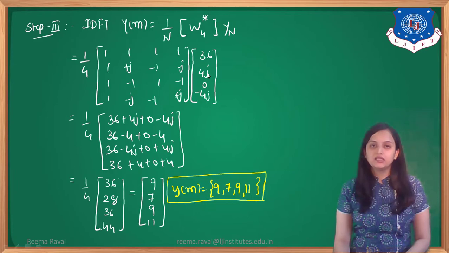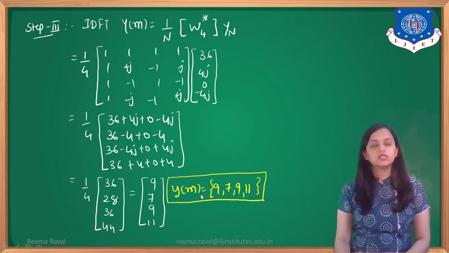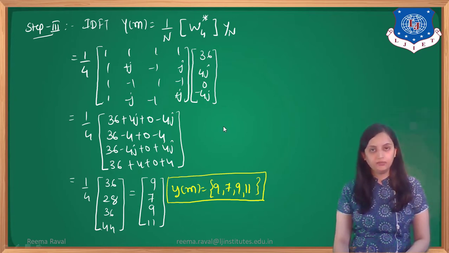If we do the matrix multiplication, we will get the values 36, 28, 36, 44. It is to be divided by 4 for each and every element. So we will get the answer 9, 7, 9, 11. So here the original sequence, y of n, will be equal to 9, 7, 9, 11. That means this is the circular convolution obtained from the DFT and IDFT method.